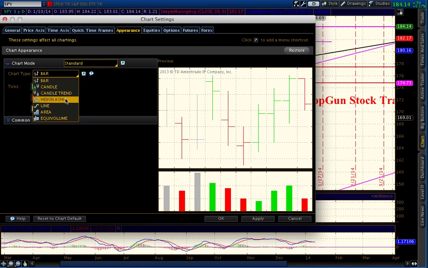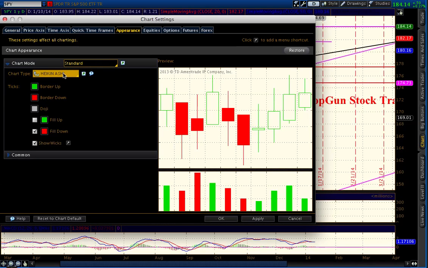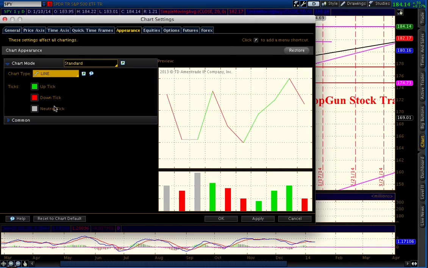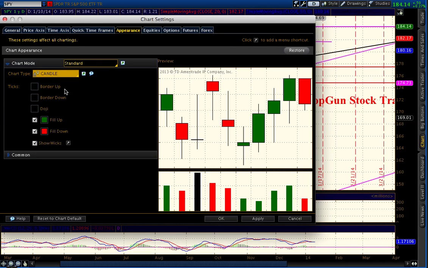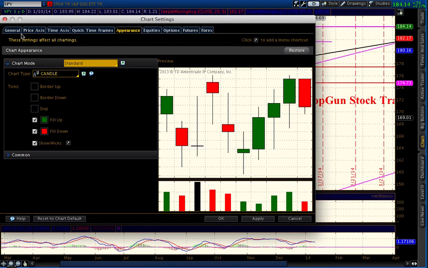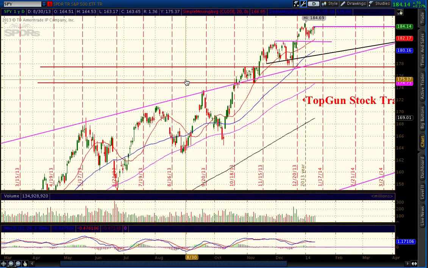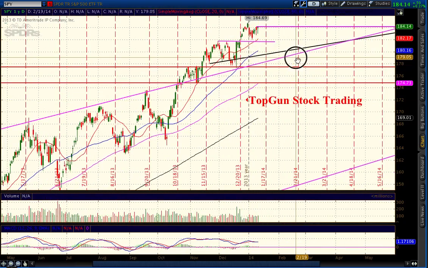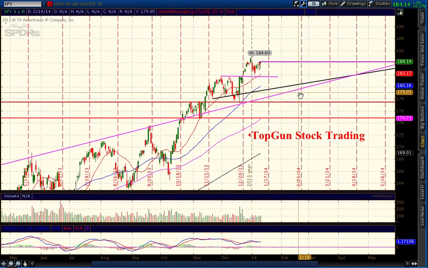Here's some Japanese stuff. Again, you can do the lines, just taking the closing price. And other things. So what do I use? Keep it simple. I'm going to use the candlestick patterns. I don't know what monkey bars is. Who knows what that stuff is. Let's go with the standard. All right? Any questions on that? Feel free to email me in. All right, so that's basic candlesticks.